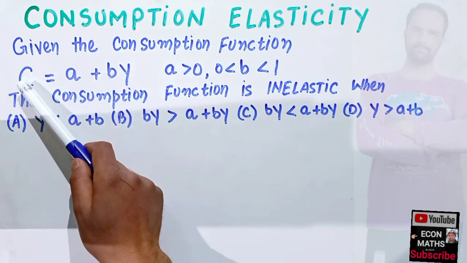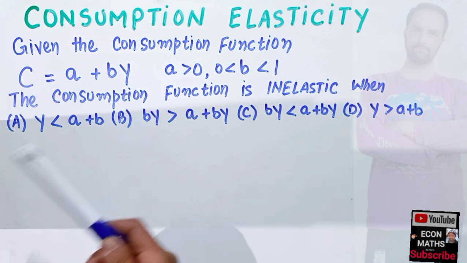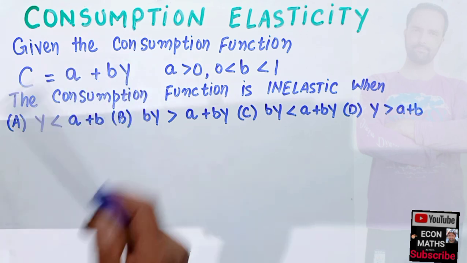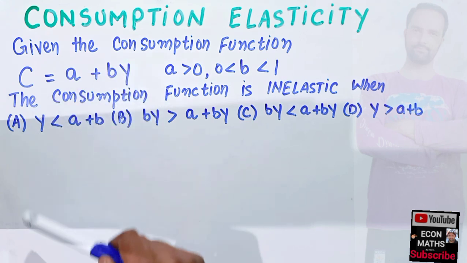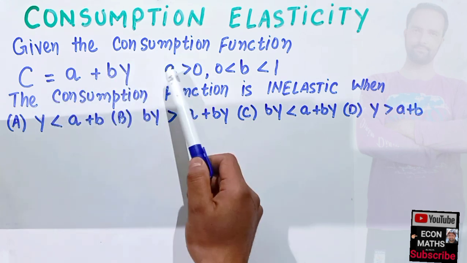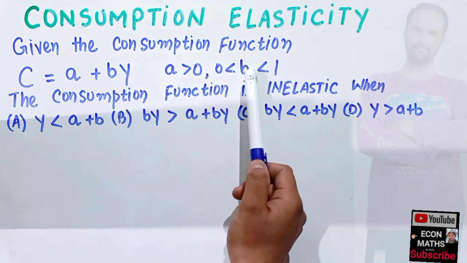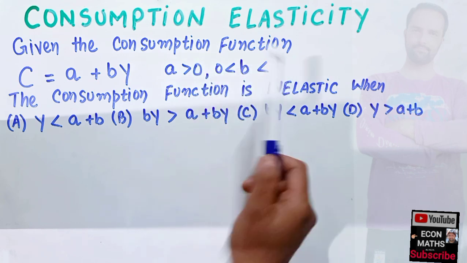C denotes the consumption, A is the autonomous consumption which does not depend upon the level of income, B is the marginal propensity to consume, and Y denotes the income. Here A is greater than 0 and MPC lies between 0 and 1.